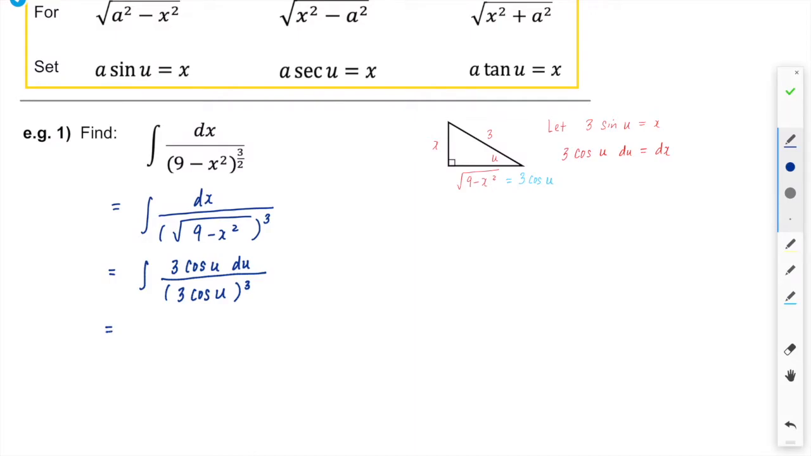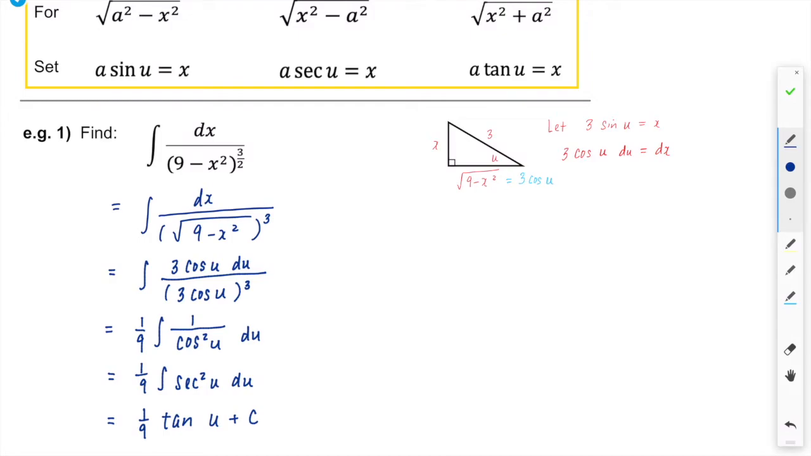I have 3 over 3 cubed. So that means I have 1 over 3 squared, 1 over 9, the integral of cos u over cos cubed u. That means I have 1 over cos squared u du. But 1 over cos squared can actually be written as secant squared u. And this is good news because I know the integral of secant squared u is tan u plus c.